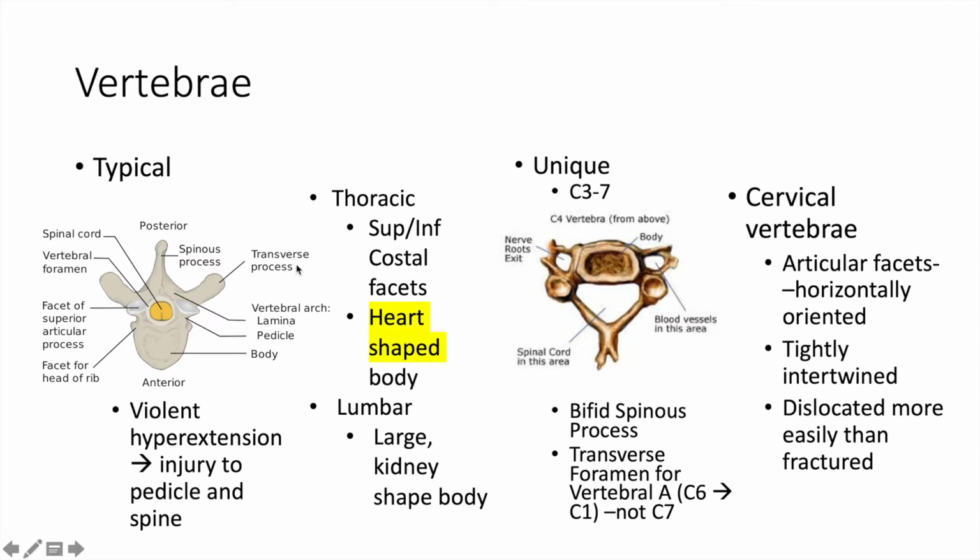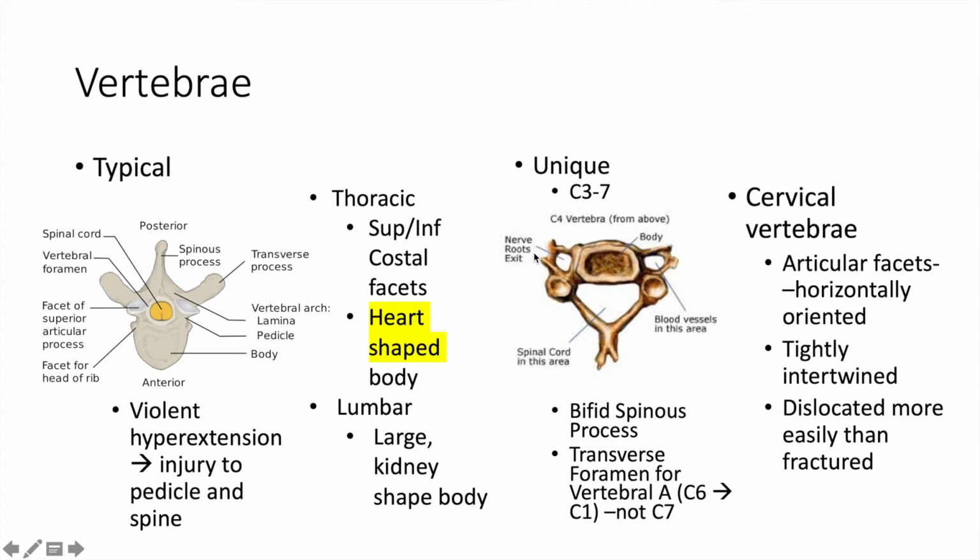So the thoracic vertebrae, there the bodies are more of a heart shape. The lumbar, they're larger. The bodies are more kidney shaped. There's also some unique vertebrae. In our cervical vertebrae, 3 through 7, they've got these bifid spinous processes. What does bifid mean? It means two. Like we can see on the right, there's just one spinous process, but here it splits into two in C3 through 7. It also has this transverse foramen for our vertebral artery.